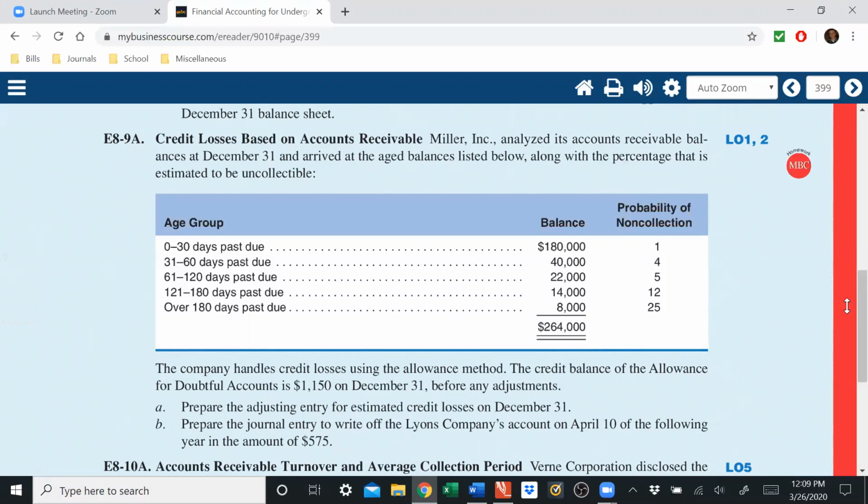So this is an aging schedule that you're looking at right here. Their account receivable balance at the end of the year, 12/31, the balance in accounts receivable is this number right here.